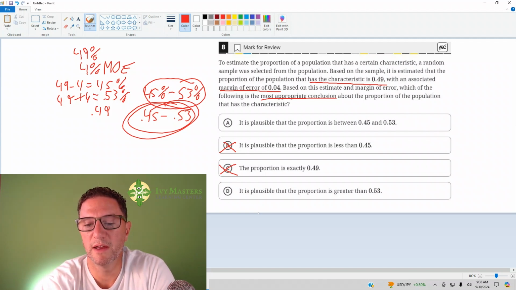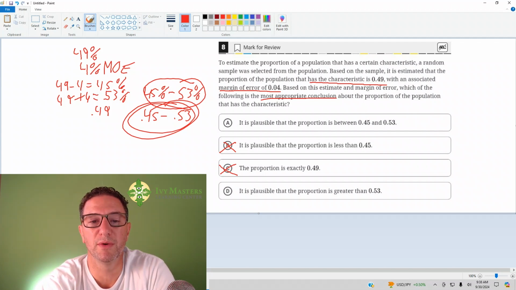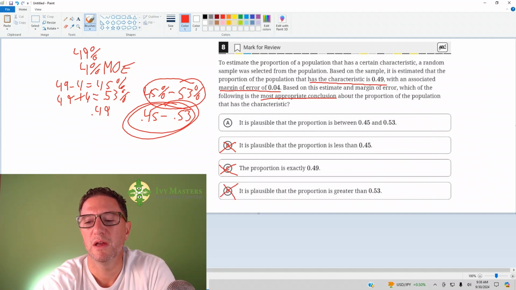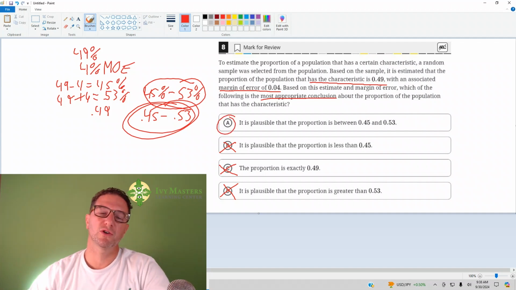So C is gone. Answer choice D, it is plausible, which means reasonable, that the proportion is greater than 0.53. That's the upper bound to the margin of error. So answer choice D is wrong for the same reason B is wrong. It's going to be between 0.45 and 0.53. Answer choice A is your correct answer.